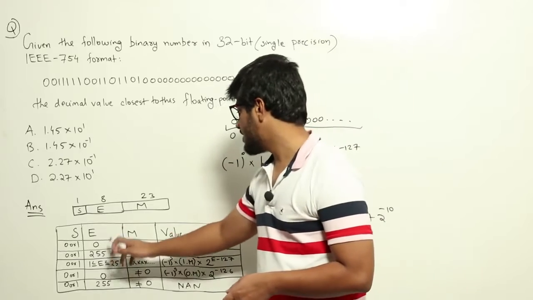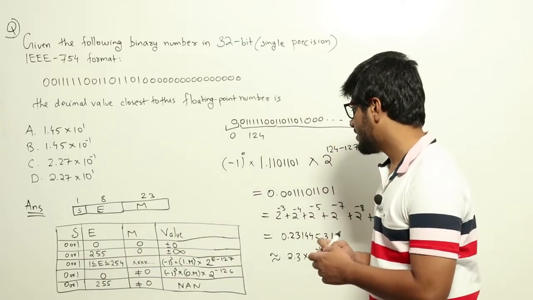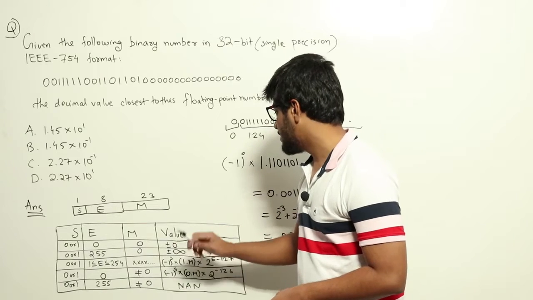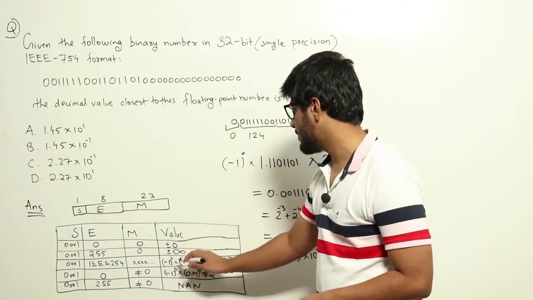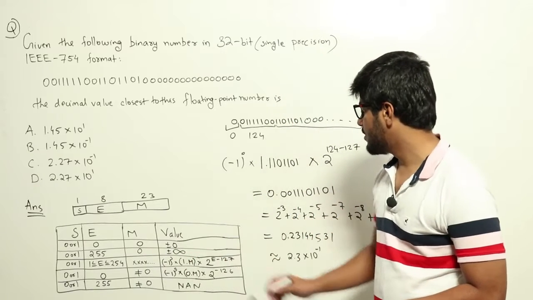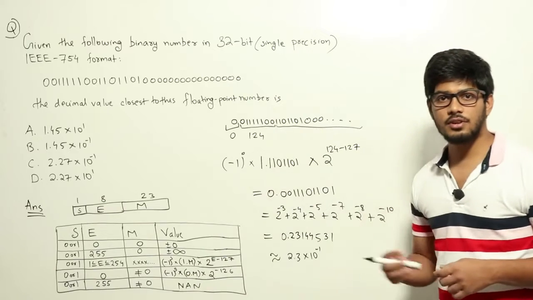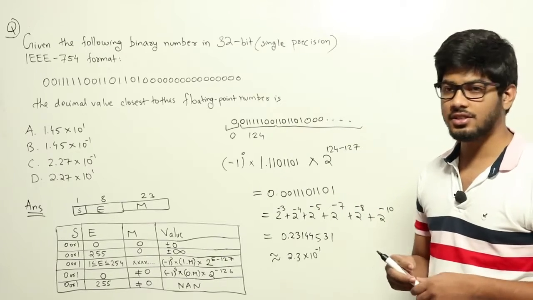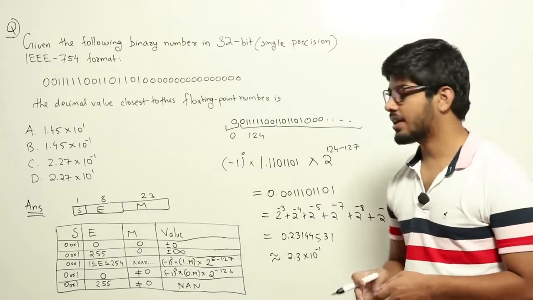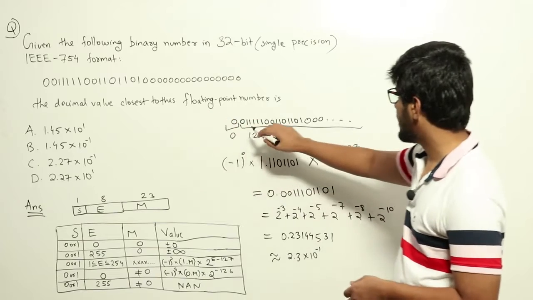And if exponent is between 1 and 254 and mantissa is any value, then the value of the number is in implied normal form, that is -1 raised to s as a sign bit into 1 point mantissa part into 2 raised to e minus 127. So you can refer to the video lectures regarding IEEE single precision or double precision in the digital logic section to gain more understanding about this. So the given number I've rewritten here.